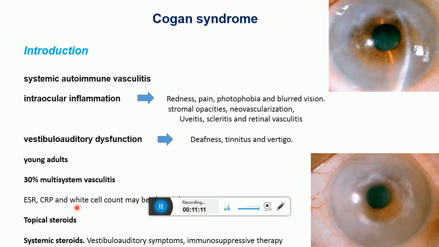The treatment is with topical steroids for keratitis, with additional measures as appropriate. Systemic steroids for vestibuloauditory symptoms, 1 to 2 gram per kg prednisolone to prevent hearing loss. Immunosuppressive therapy may also be required. Systemic steroids may also be required for scleritis and retinal vasculitis.